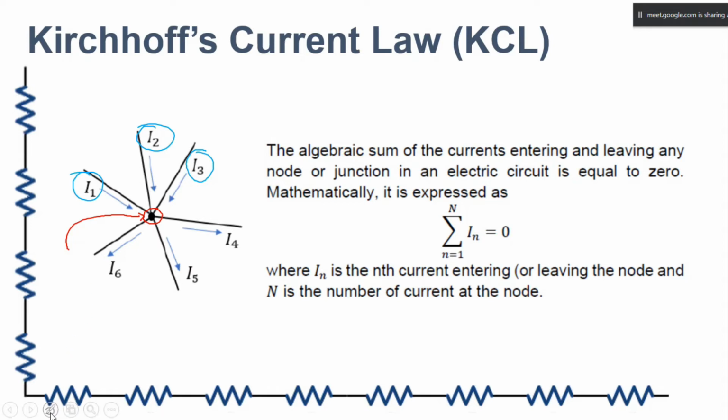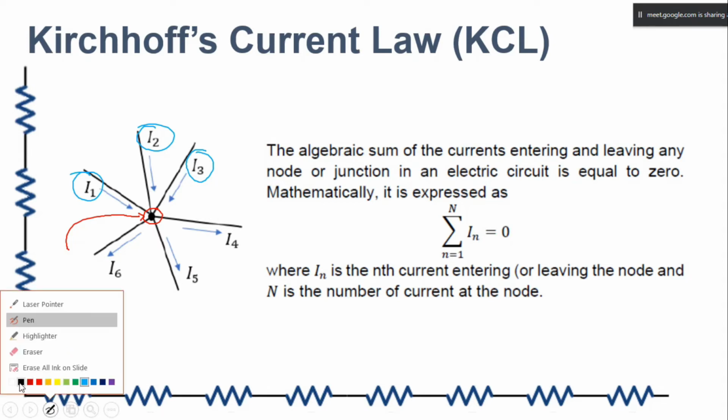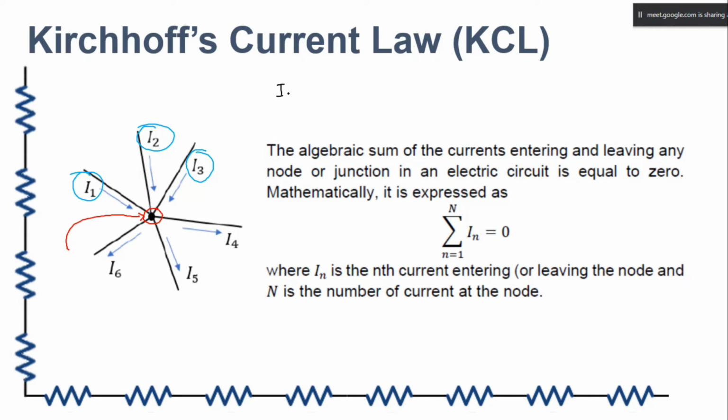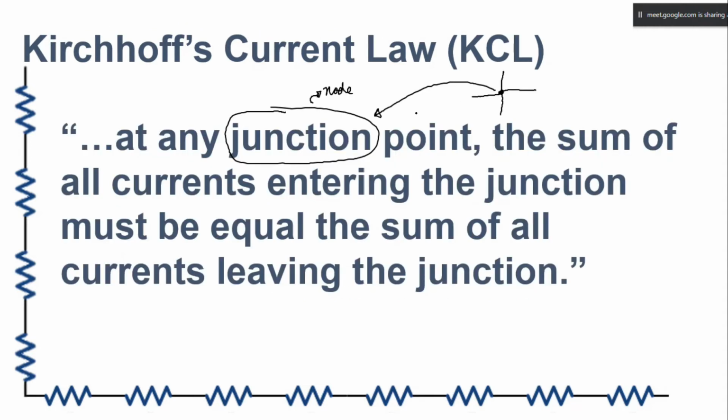For us to satisfy this description, ang sabi daw dyan is the summation of I sub 1, I sub 2, at saka I sub 3 should be equal to the summation ng mga lumalabas na kuryente. And those are I sub 4 plus I sub 5 plus I sub 6. And here, ladies and gentlemen, we have already satisfied the statement na the sum of all currents entering the junction must be equal the sum of all currents leaving the junction.